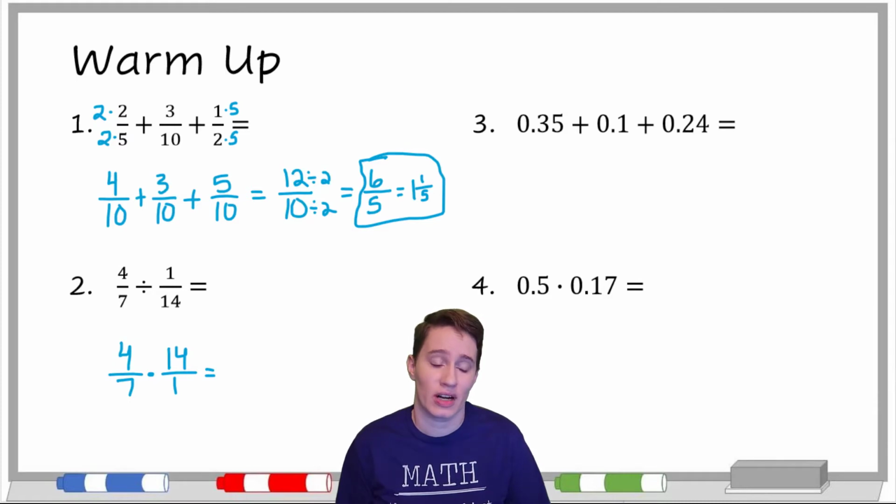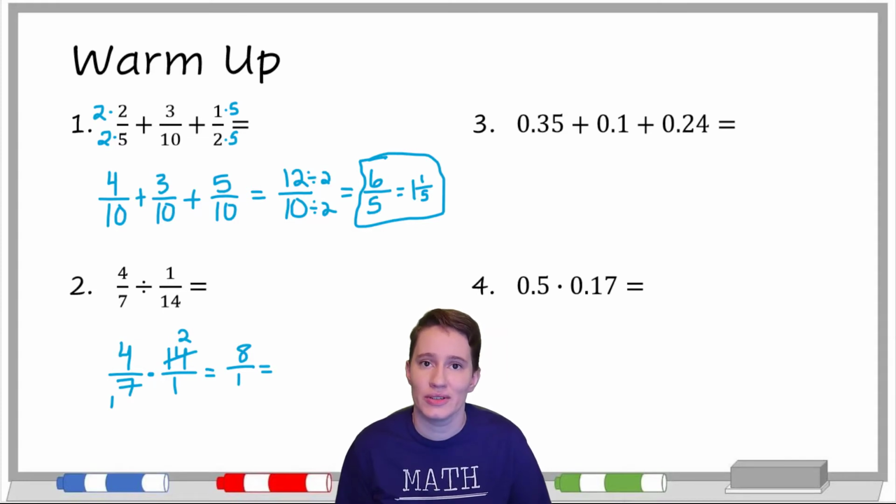When we are multiplying fractions together, we can check for things to cancel before we multiply them, because I don't really want to do 4 times 14 if I can avoid it. And if I notice that 7 and 14 are both divisible by 7, then I can cross them out. And then I've got 4 times 2 on top and 1 times 1 on bottom, which is 8 over 1.